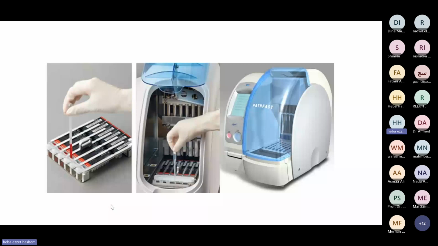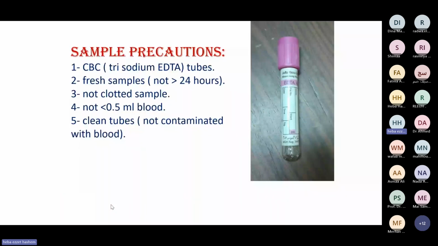Sampling precautions for flow cytometry: we have to use CBC samples. We have to use fresh samples, not more than 24 hours old. Samples taken during the holiday or the day before the holiday are rejected. And this is some of the obstacles. No clotted samples and not less than 0.5 milliliter of blood, which is a point in the neonatal population. This point is also regarding the sampling precautions of our test.